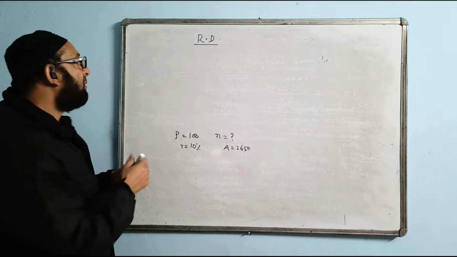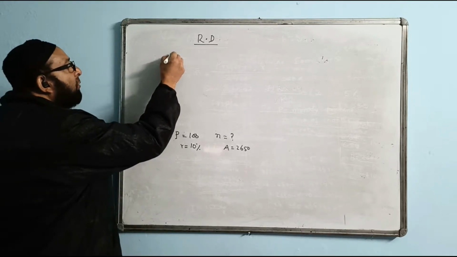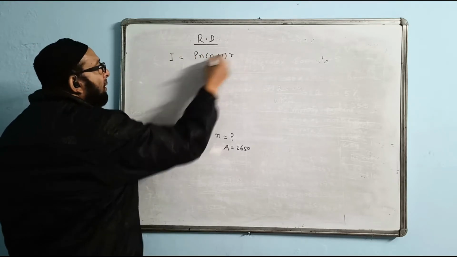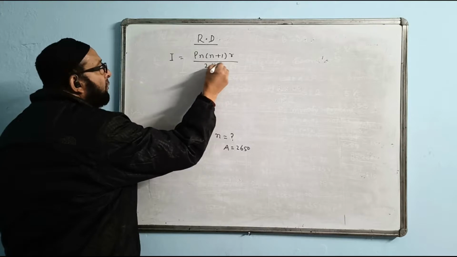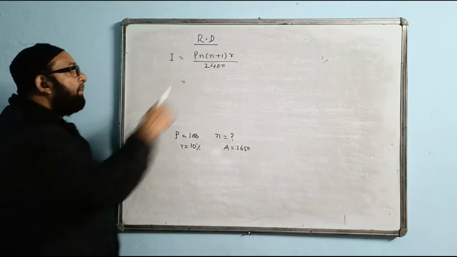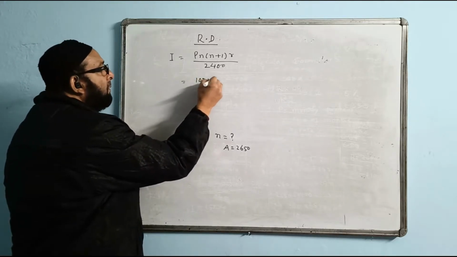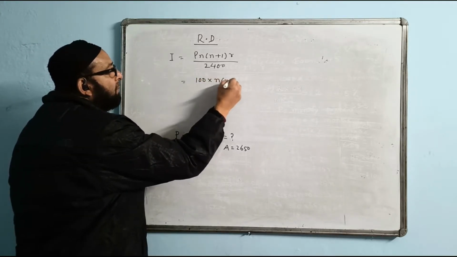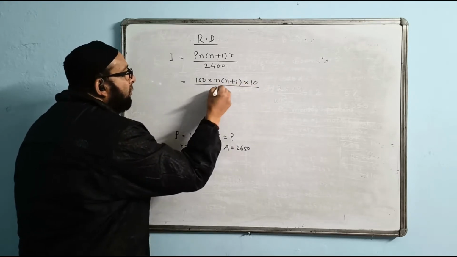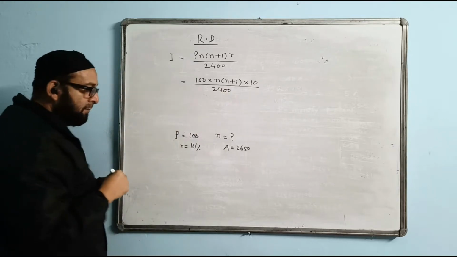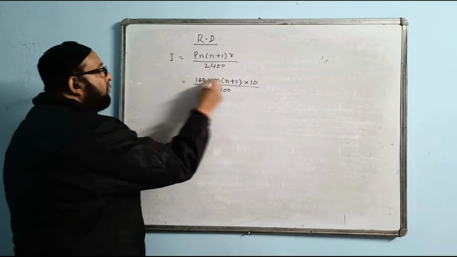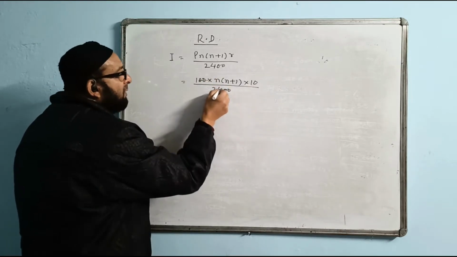So you start the solution by using the formula of I. Interest formula is P n (n plus 1) R by 2400. Starting with the formula of interest. P value put 100. N is unknown. Keep n and (n plus 1) as it is. R is given 10 by 2400. Will write that. 20 will cancel. This also will cancel.